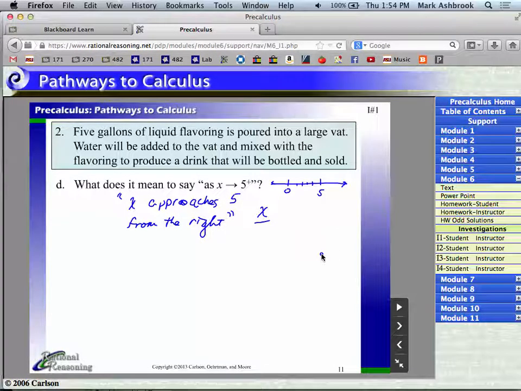So where could we start? There's no one right answer. There are many wrong answers, but there's no one right answer. Where might we start if we wanted to represent x approaching 5 from the right? What x value might we start at?